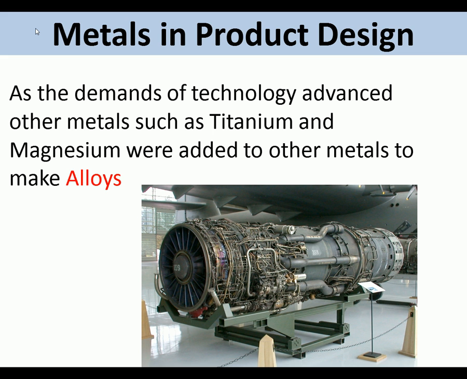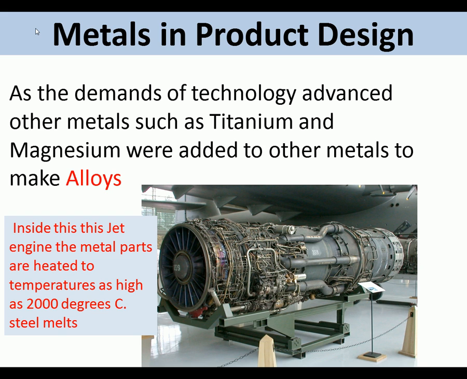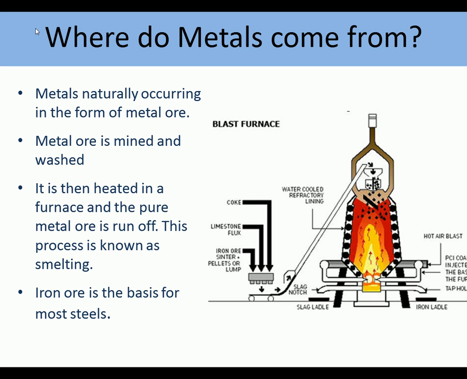In the current day, the demands of advanced technology mean other metals such as titanium and magnesium are added to make alloys. Inside this jet engine, the metal parts are heated to temperatures as high as 2000 degrees C. Steel would melt and the product couldn't be made. So modern engineering products such as this jet engine could not be manufactured without alloys and materials like titanium.